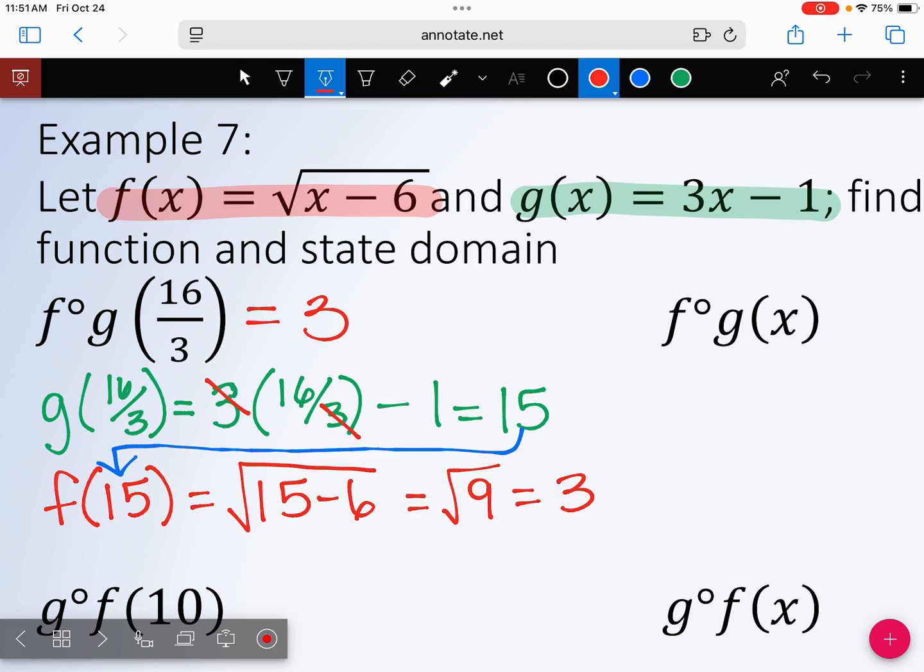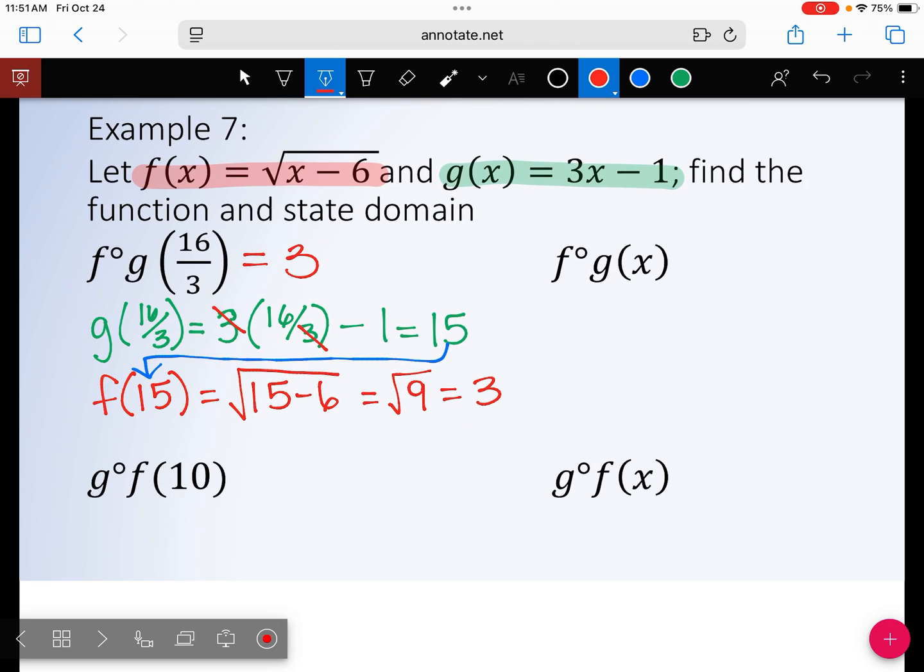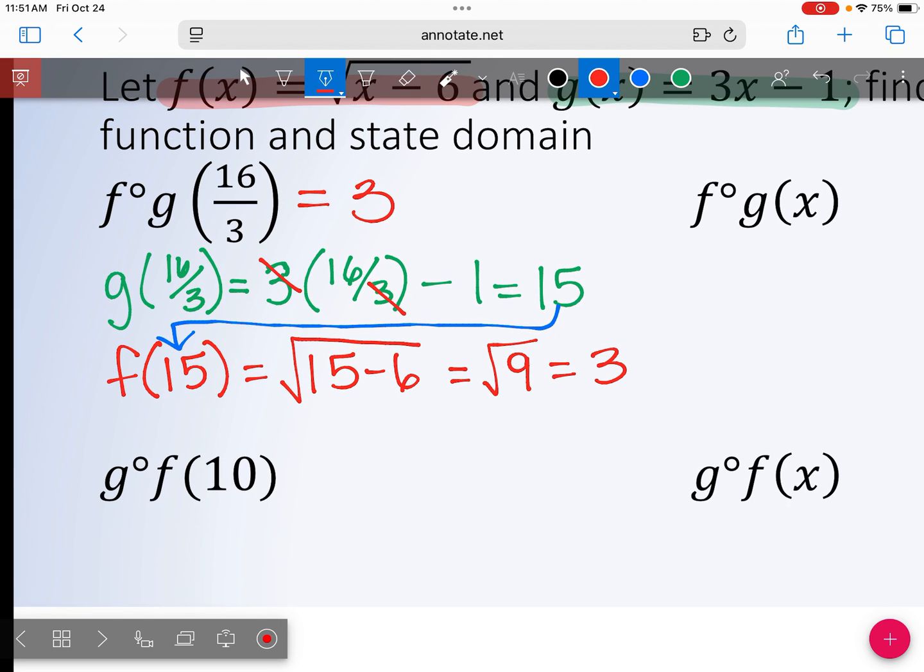Okay, so now let's go to the bottom. I'm going to just go down and then go to this next column. So the first thing we have to do is find f of 10. So to find f of 10, I'm going to take 10, put it in your f function. So I'll give you a moment to get your answer. And whatever answer you get, you substitute that into your g function.